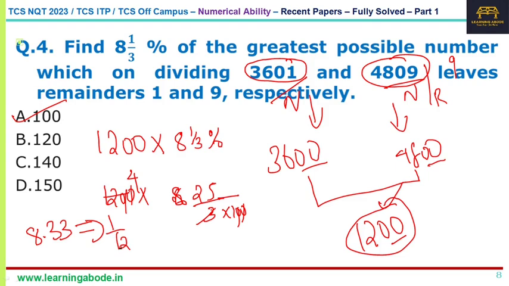Okay, now if you know that it is 1/12, the moment you get this 1200, you can mark the answer and move on. Because what is the problem with this TCS paper? The only problem is the time factor. So you're given a very short time.